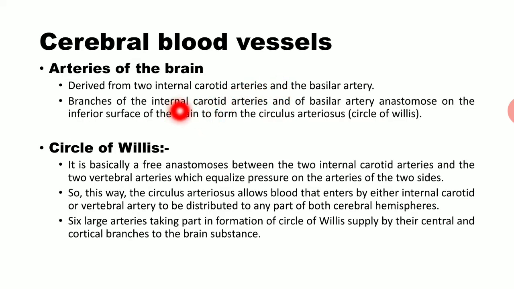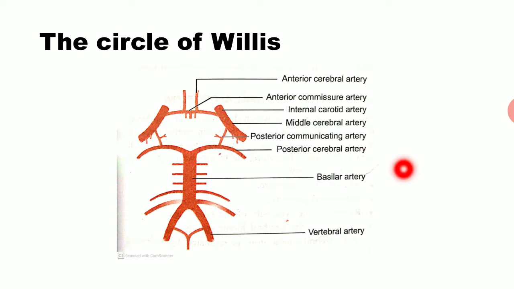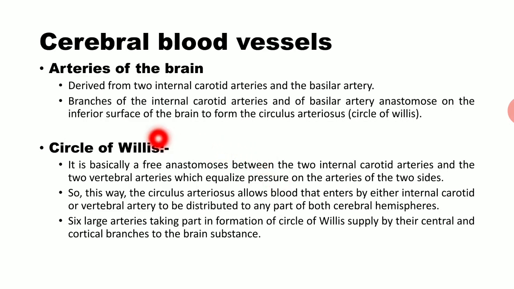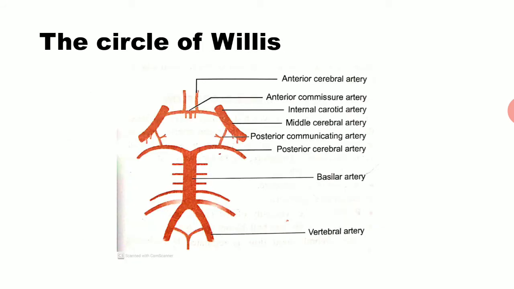It is derived from two internal carotid arteries and the basilar artery. So branches of the internal carotid arteries and of the basilar artery anastomose on the inferior surface of the brain to form a circulus arteriosus. It is known as the circle of Willis. Okay, so in this figure you can see the circle of Willis at the inferior surface of the brain, and it is mainly formed by branches of the internal carotid and basilar. Here are the internal carotid artery and basilar artery.